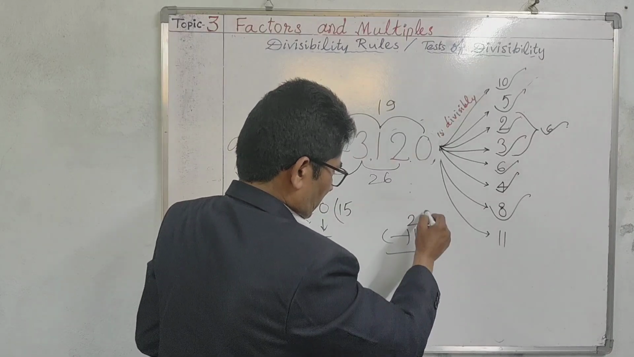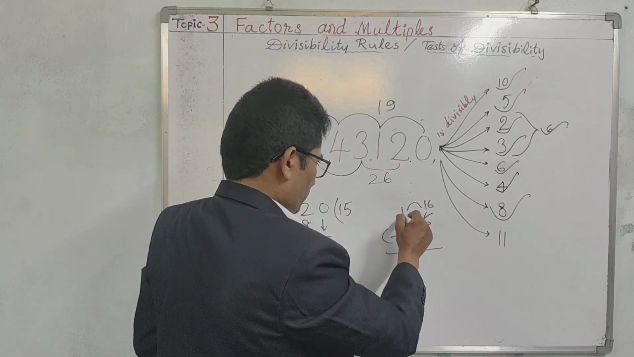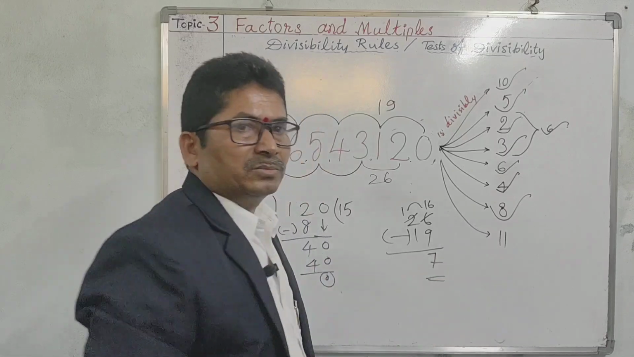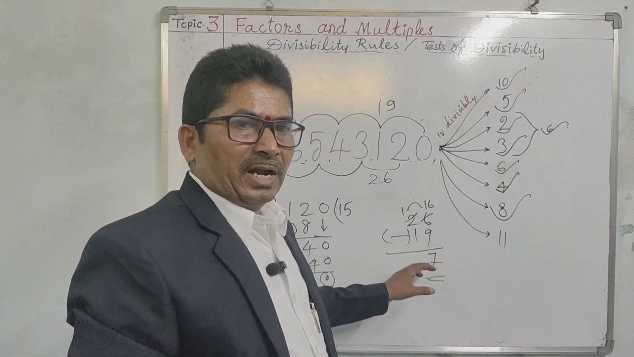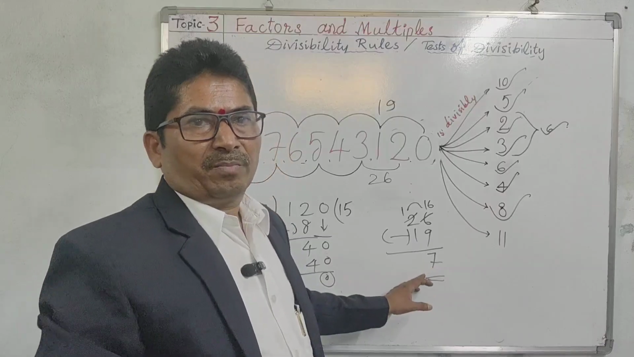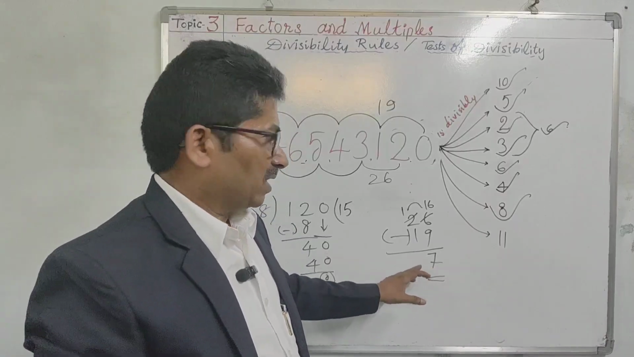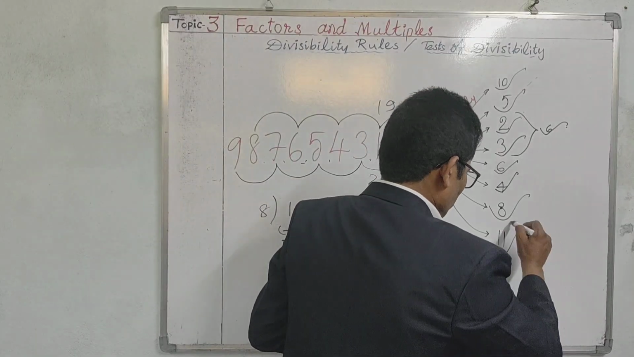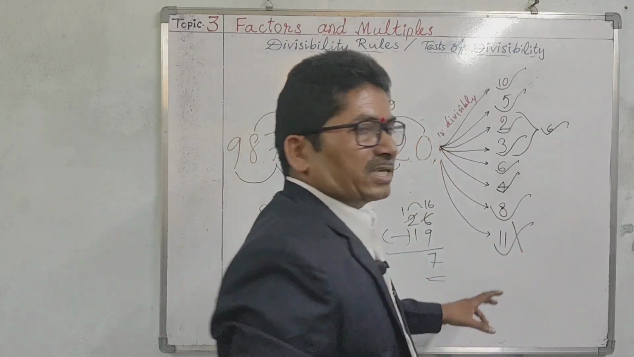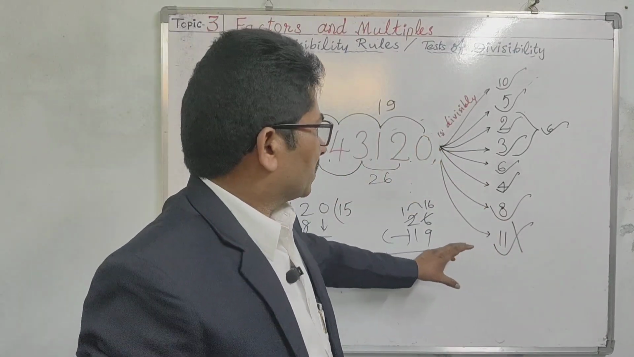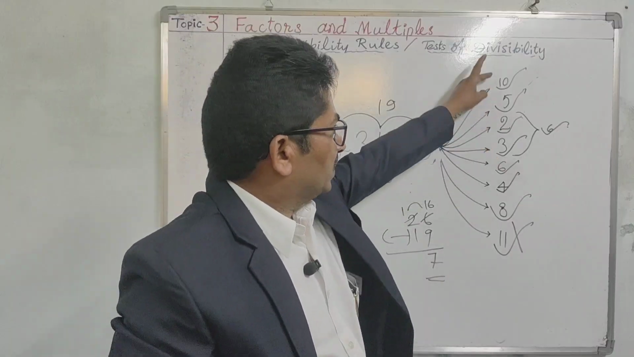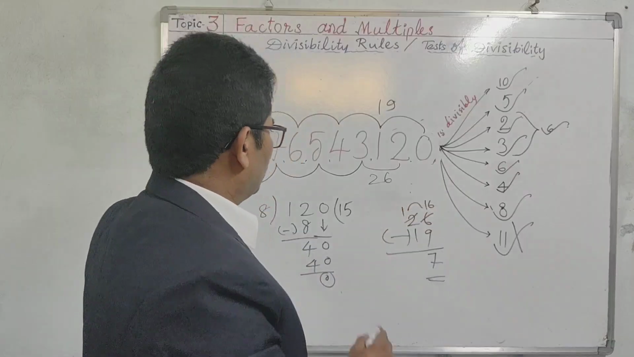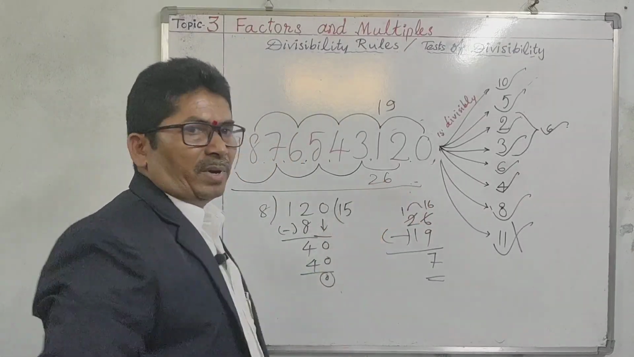How much? 16 minus 9, 7. So this is not equal to 0. This is not a multiple of 11. So that's why this is not exactly divisible by 11. Except 11, all numbers 10, 5, 2, 3, 6, 4, 8 exactly divide this number.